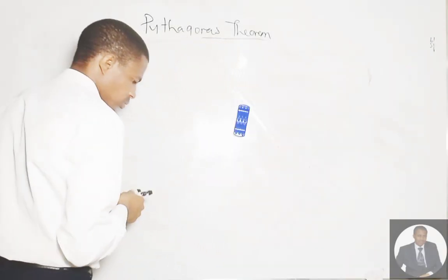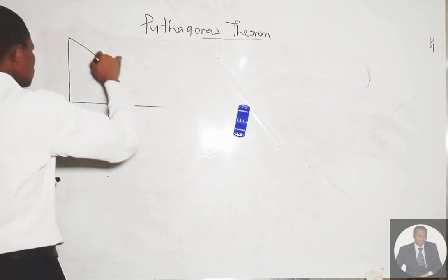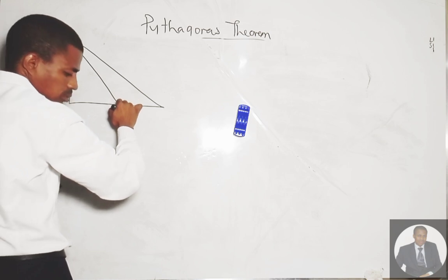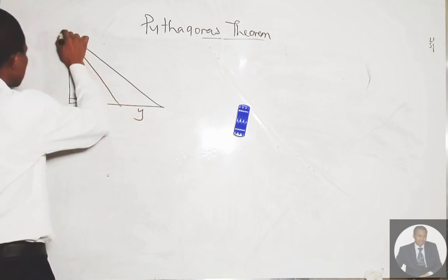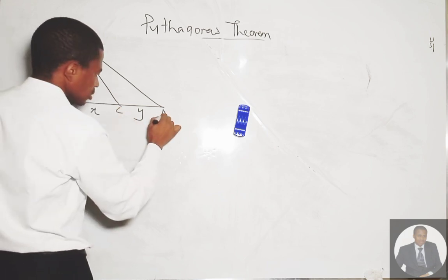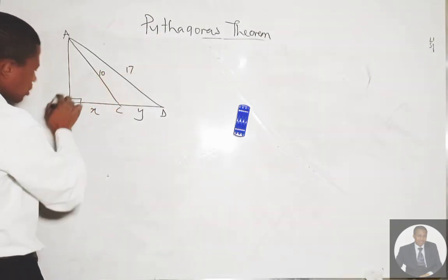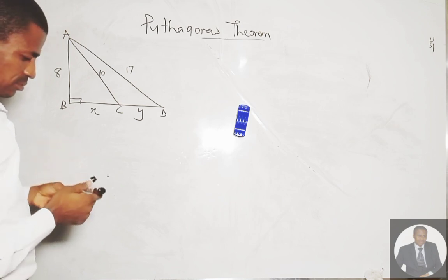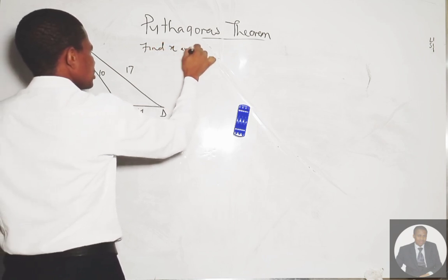Another question. We have a triangle like this, with points X, Y, A, B, C, D, and sides 17, 10, 8. And we have to find x and y.